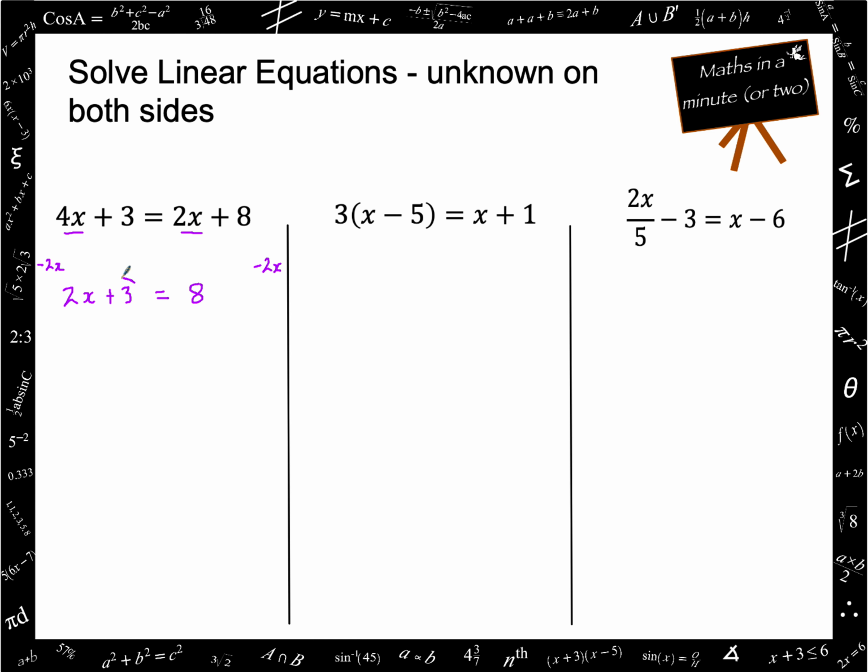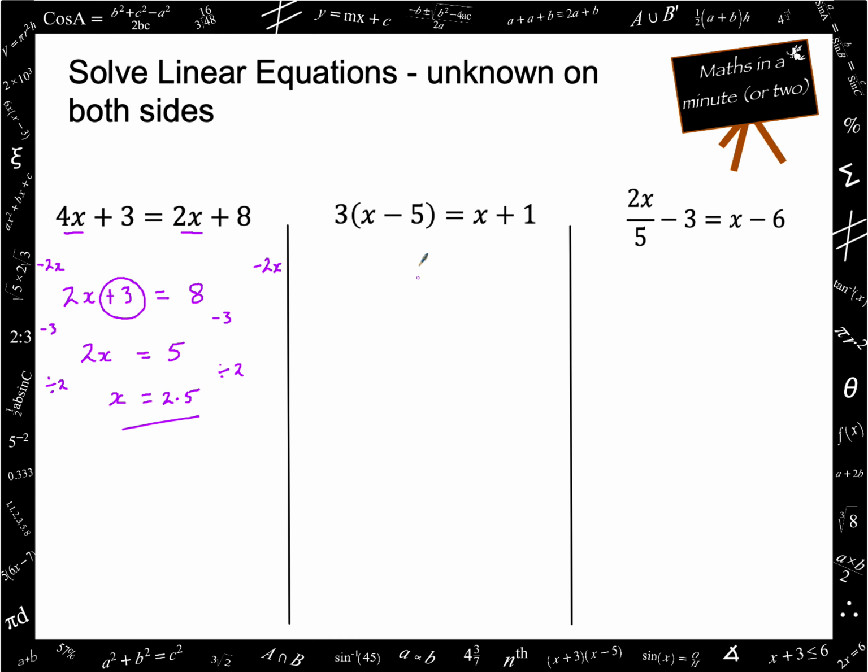So now we need to get rid of the 3 because we're trying to get the x's on their own. So we're going to take away 3 from both sides. This leaves me with 2x on the left and 5 on the right. So if 2x is equal to 5, I now need to divide by 2 because I want to get down to just 1x. That means that x equals 2.5.